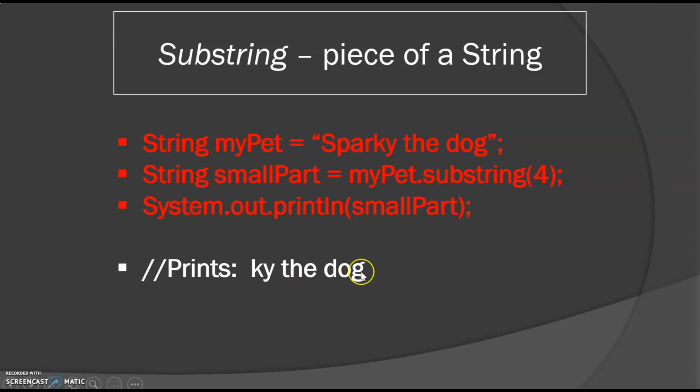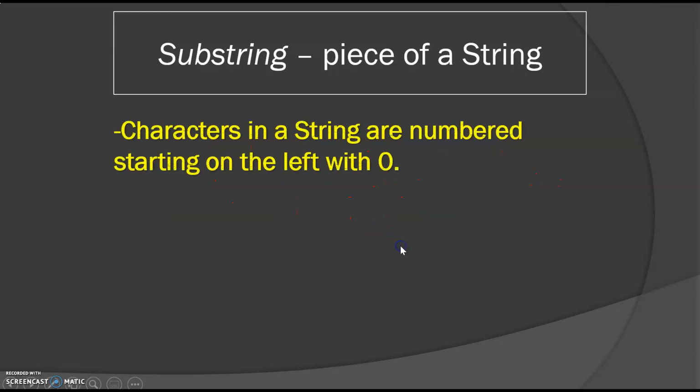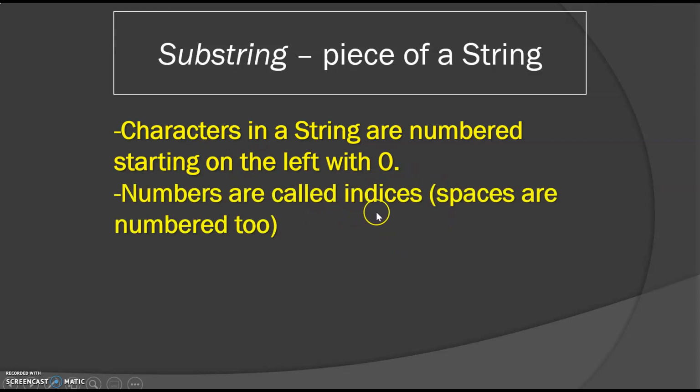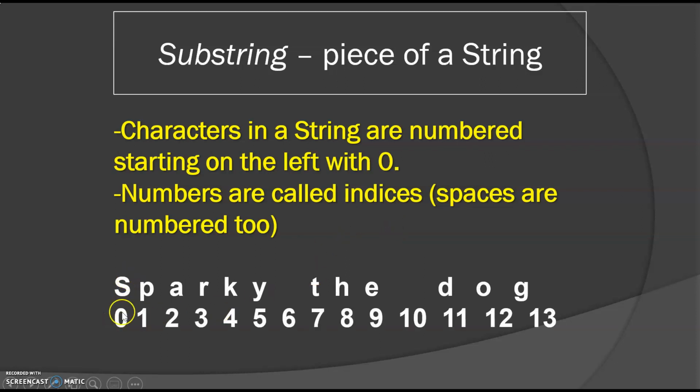And the reason that is, the very first letter here is a 0. Even though it would be a 1 when we're counting the length, the index number for that is 0. So if we look at it, characters in a string are numbered starting on the left with the 0. So the numbers are called indexes. And Sparky the dog, it starts with a 0. So the S is a 0, P is 1, A is 2, R is 3, K is 4. Remember, we said substring 4. So it starts at this index and it goes all the way to the end. If I only have one number, it starts here and goes all the way to the end. So that's why it has KY the dog.